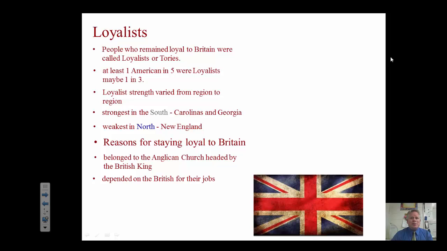They depended on the British for their jobs. Are you going to go against your boss? What happens if you go against your boss? You lose your job, you lose your money. So a lot of people stayed loyal to Britain because of their jobs.